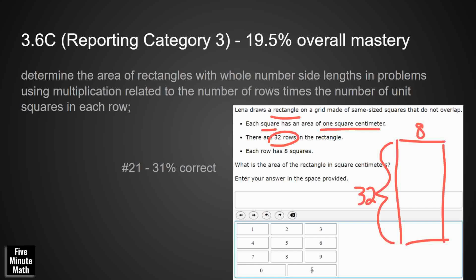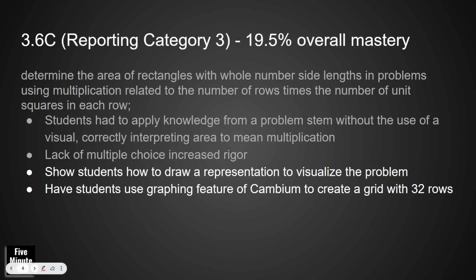And so using area, which is a huge concept, 3.6c in third grade, then they're supposed to just multiply 32 times 8. There's a few different ways we learn about that in third grade, but just the standard algorithm gives us 256. So as long as they can type in 256 in the calculator, they're going to get that correct. But as you can see, only 31% of students across the state of Texas were able to get that correct.